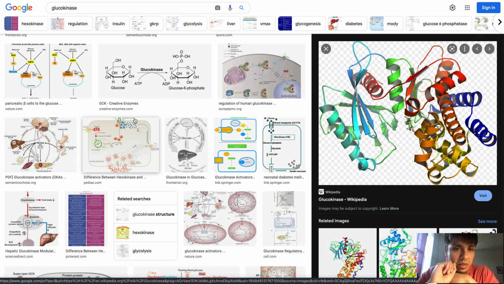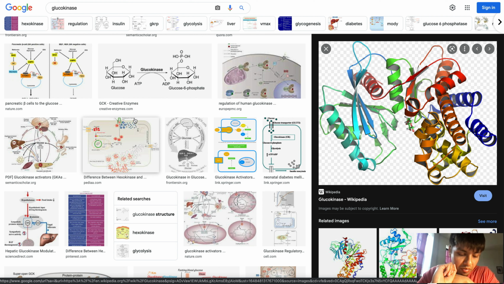So all your cells need glucose, right? And all your cells have hexokinase to convert glucose into glucose 6-phosphate and go through the glycolysis pathway. Your liver has what's known as an isozyme called glucokinase, which is a different protein complex. I think we've compared the two in the past, but they have different structures but perform the same function, which is why they're called isozymes. Isozymes are proteins that have different structures but perform similar functions.